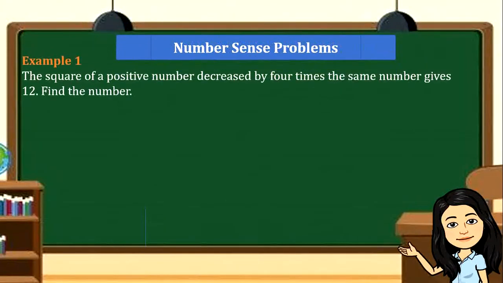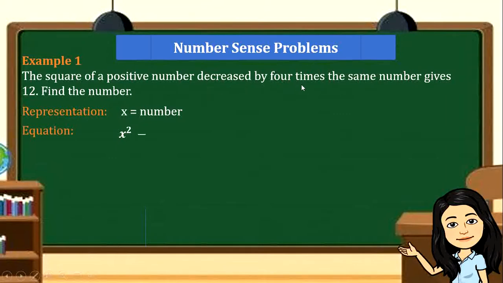Number 1. The square of a positive number decreased by 4 times the same number gives 12. Find the number. So, ire-represent natin yung number as x. Ang sabi dyan, the square of a positive number, ire-represent natin as x squared. And then, the word decrease refers to subtraction, so we are going to write minus.